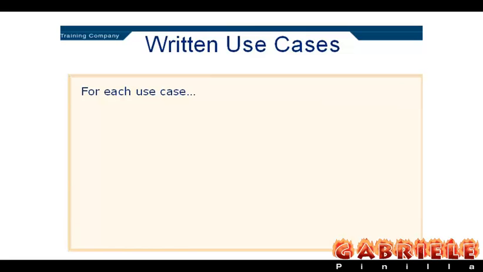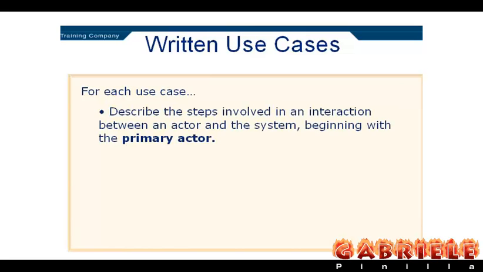So for each written use case, what you want to do is describe the steps involved in an interaction between an actor and the system, beginning with the primary actor. The primary actor is what initiates the use case. In the ATM example, it's the customer who inserts his card into the machine. You want to start with the main success scenario, and this is sometimes informally called the happy path. It is a description of the steps that occur back and forth between the actor and the system when everything works the way it's supposed to.